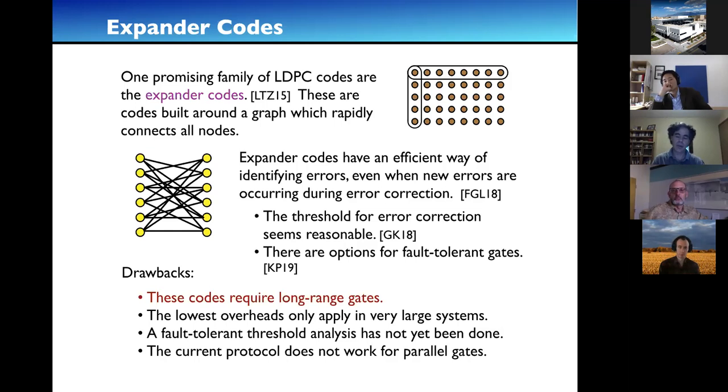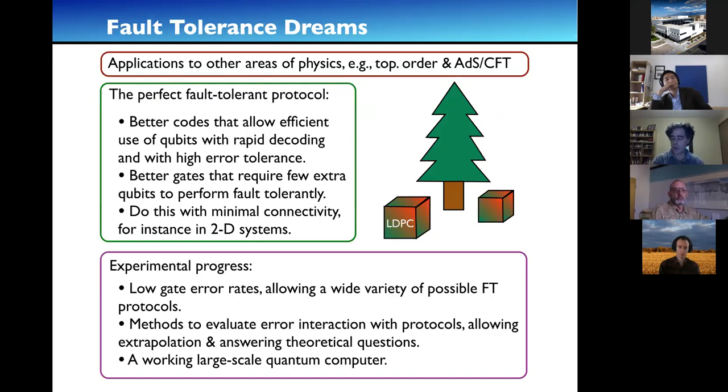And another thing is that this current protocol does not work very well for parallelism of gates. And so that's a drawback as well, although maybe not quite as severe one. So anyway, to conclude, we can kind of dream of what comes in the future for fault tolerance.